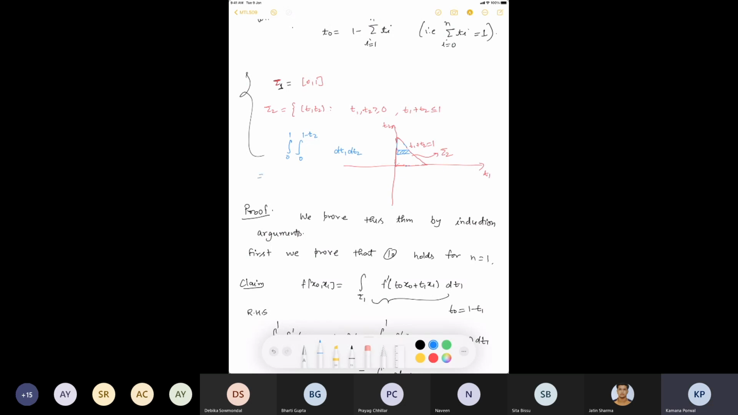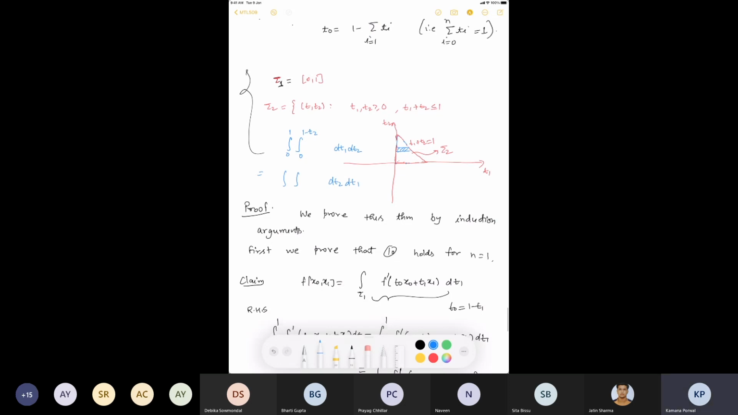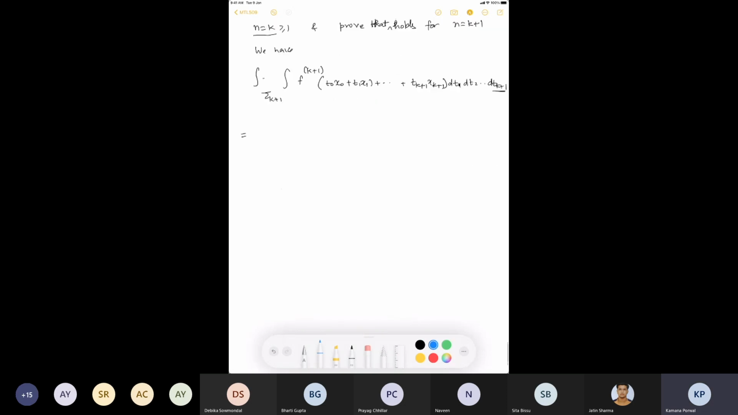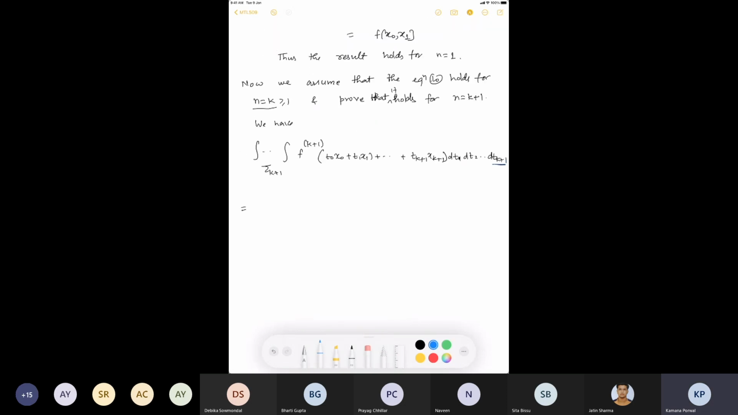Now if I want to change the order of the integration, what will be the new limits? Suppose I want to integrate with respect to t2 first and then t1. You take the strip of this form. First I integrate with respect to t2: t2 is 0 here and t2 is 1 minus t1 here, so 0 to 1 minus t1. Then these strips vary from 0 to 1. This is how the limits change if you change the order of the integration. I just want to integrate with respect to tk plus 1 here, so I just do the limits for that.